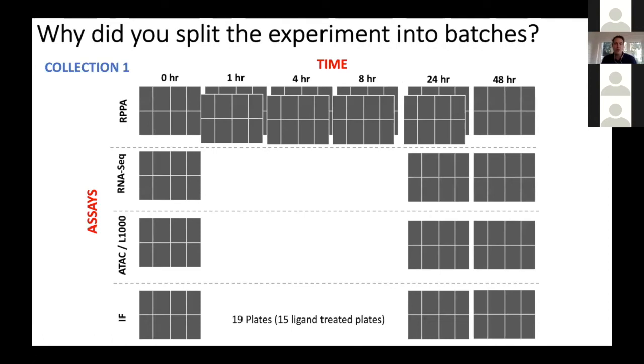On the next slide, just showing an example. For collection 1, this is for a single replicate. We would plate 19 different plates of cells. 15 of these were ligand treated plates, and you can see the relative division of how this was done. We had a set of plates designed for RPPA, a set of plates for RNA-seq. We combined the ATAC-seq and L1000 and then split those samples in half for each of the assays. And we also had the IF plates. One thing you notice here is that the early time points required doubling up of the plates and pooling across samples in order to get enough material for that assay.